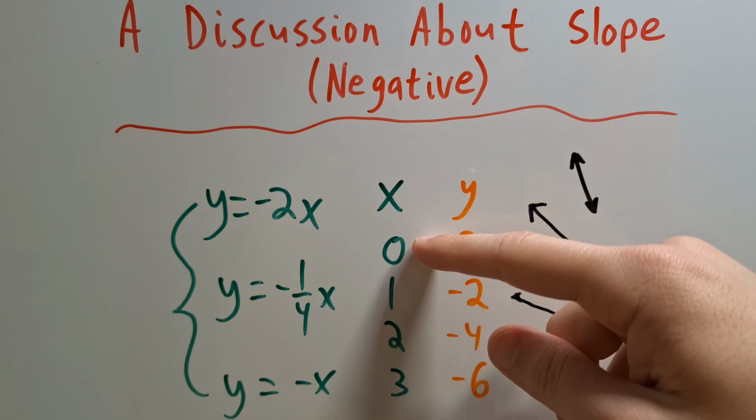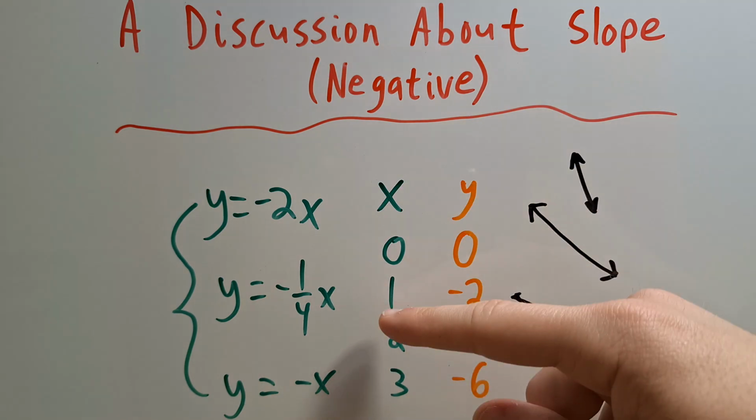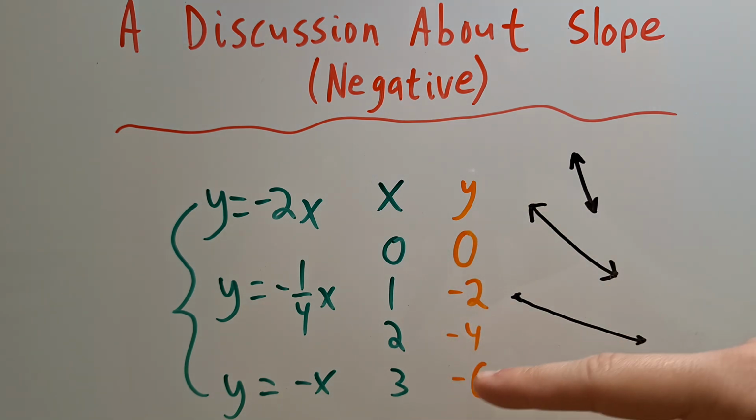Remember, for here, as one value gets larger per variable, the other variable's value will decrease. So we'll do the opposite.